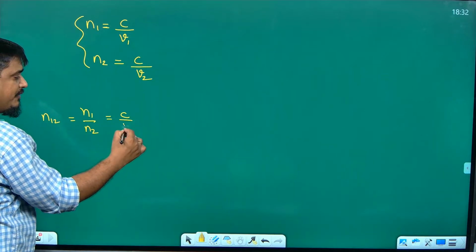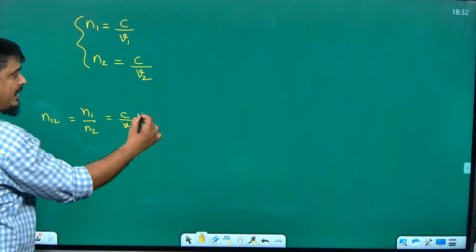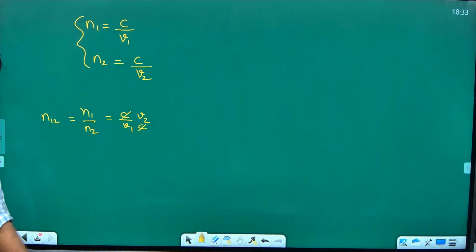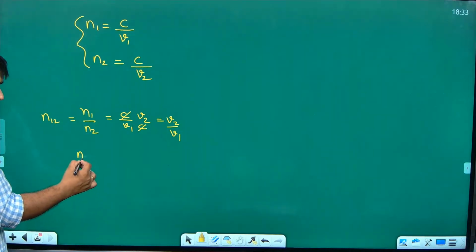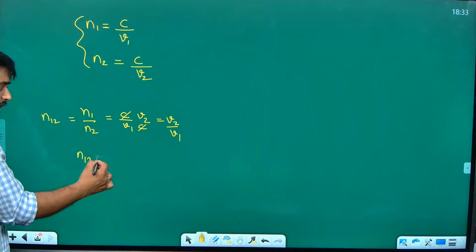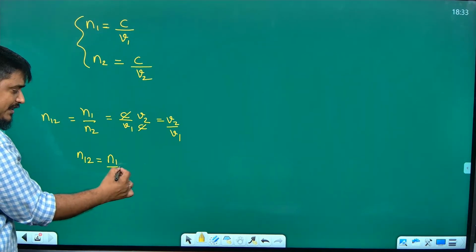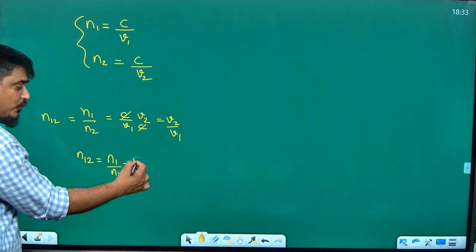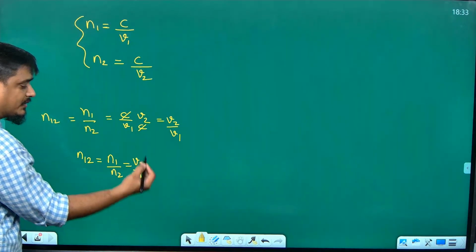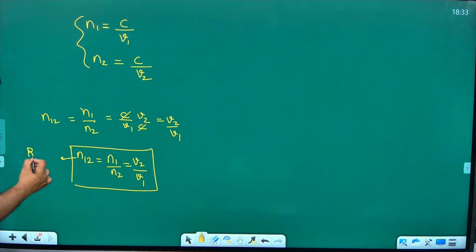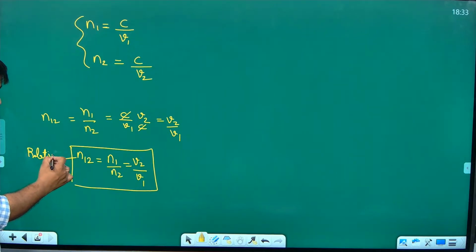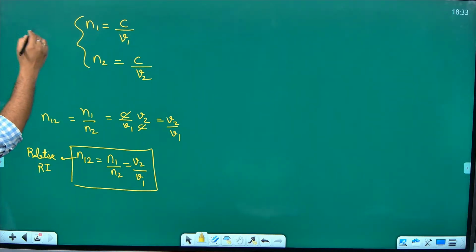It will become C by V1 and N2 is C by V2. CC gets cancelled. I get V2 by V1. This expression, that is refractive index of 1 with respect to 2, is equal to V of 2 by V of 1. This refractive index is called relative refractive index. Why the word relative? Because you are comparing one medium with another medium, which is not air. And this is called what refractive index, Rayan?